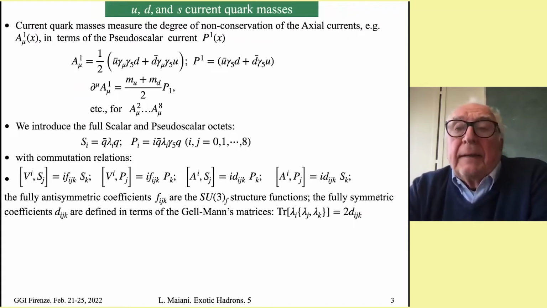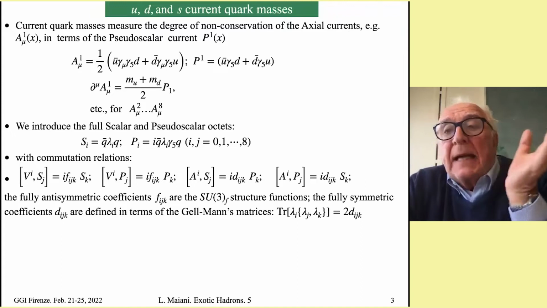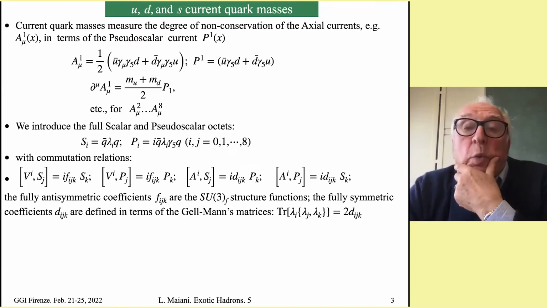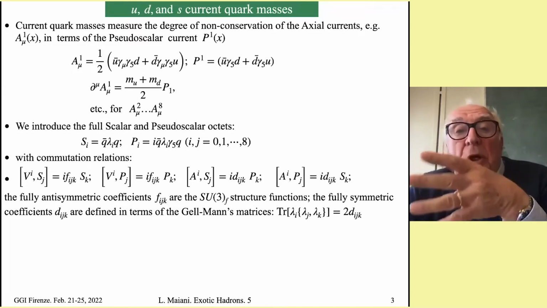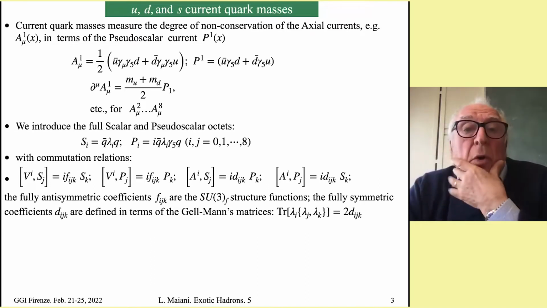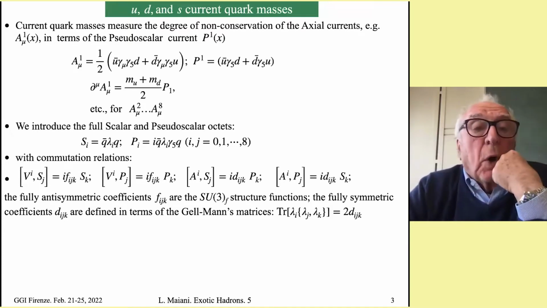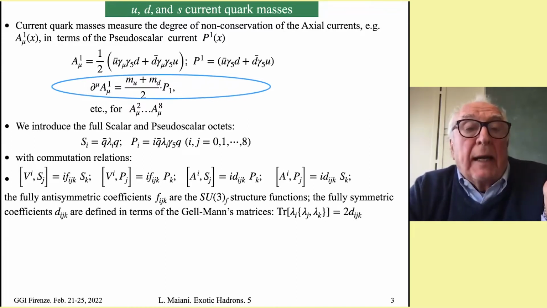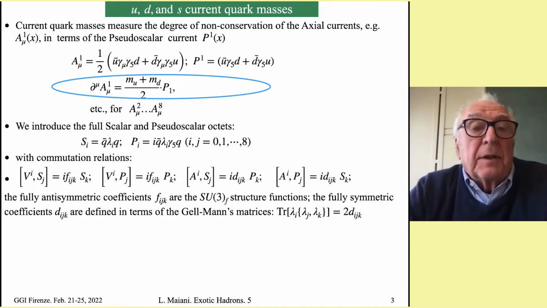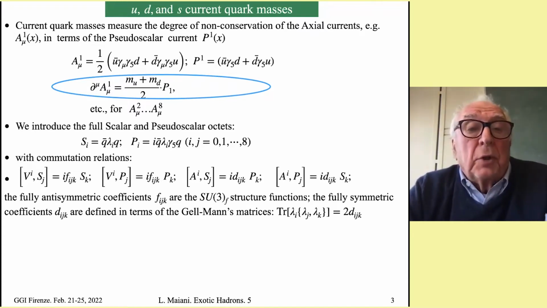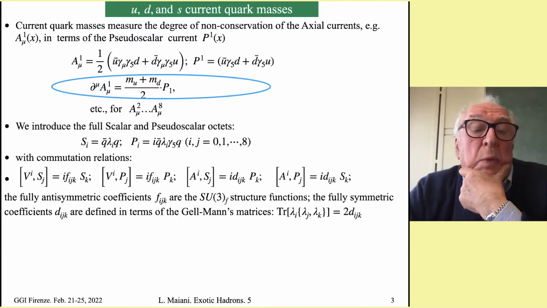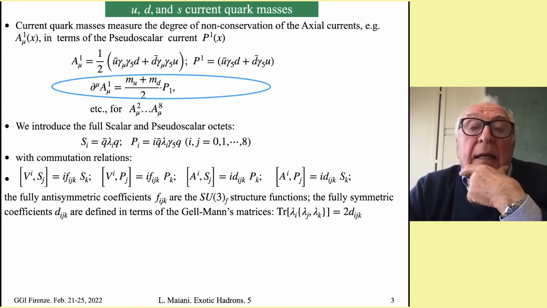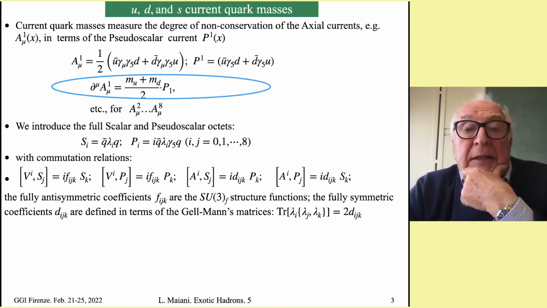Now, the way that, more precisely, meson masses are related to quark masses is via violation of chiral symmetry. As I think you all know, we can write axial currents for the quarks, and for instance A1, the axial current, is not conserved. Using the Dirac equation, you can see that the divergence of A1 is just proportional to the sum of the up and down quark masses and the so-called pseudoscalar density, P1.